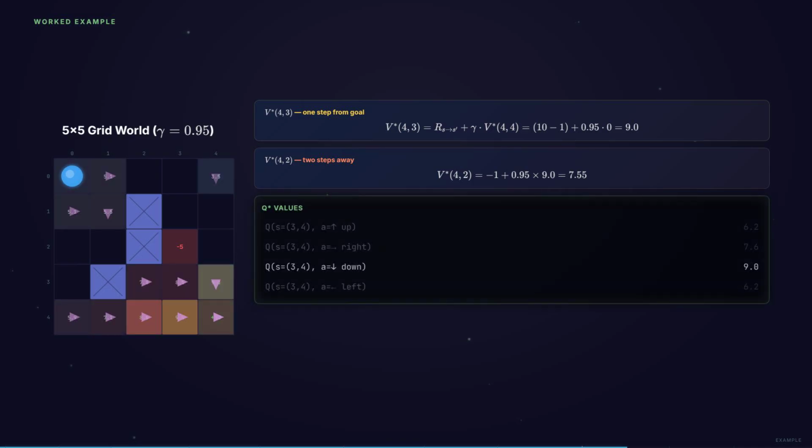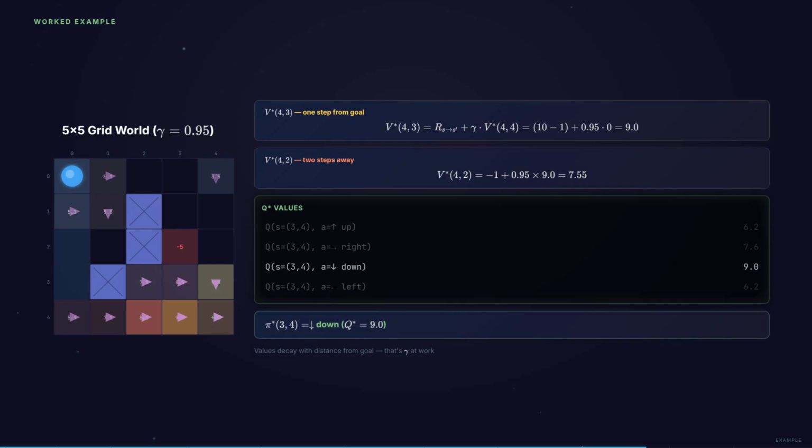Now look at Q star values. In state 3-4, Q star for moving down is 9, because that takes us adjacent to the goal, but Q star for moving left is only about 6.2, because that adds an extra step. The optimal policy picks down. Notice how values decay as we move away from the goal. That's gamma at work. And near the trap, values dip sharply. The entire grid becomes a value landscape that guides the optimal path.